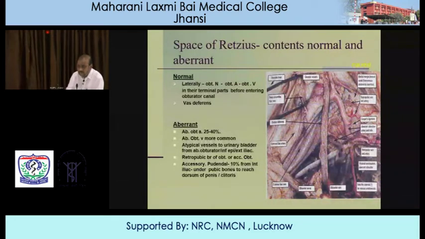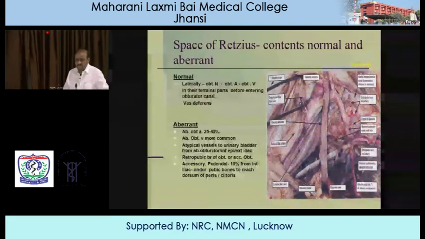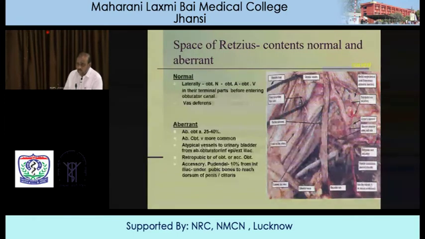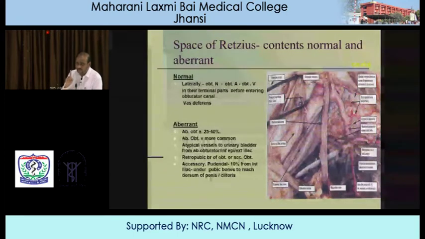So that's what defines the abnormality. What defines the importance? You find it only in 1-2% of cases, don't worry about it. I hardly ever see it. That's what you can say. But no, the incidence of an abnormal or accessory obturator vessel is almost how much? 33%. One third of individuals would have an abnormal obturator vessel.